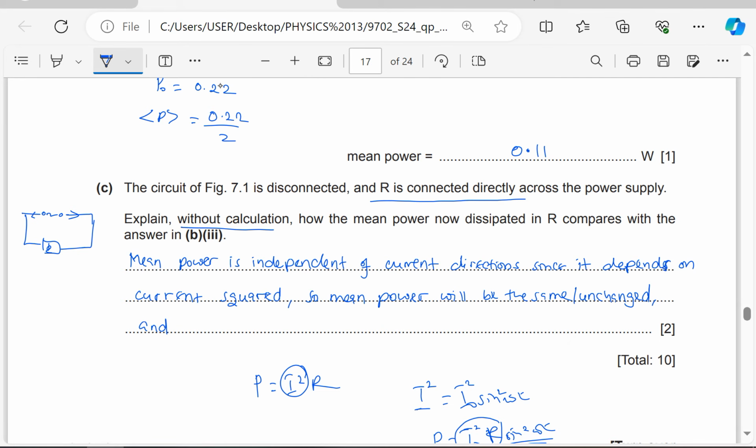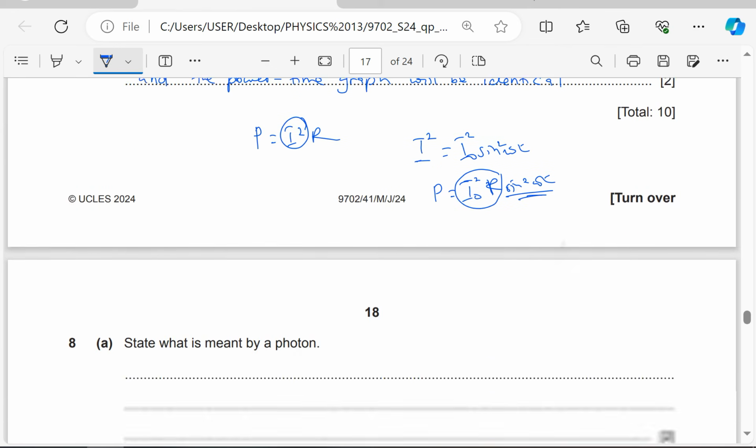And the power time graph will be identical. So the power time graph will be the same as the one we have just seen above. So it will be the same graph as the one we have just drawn above.